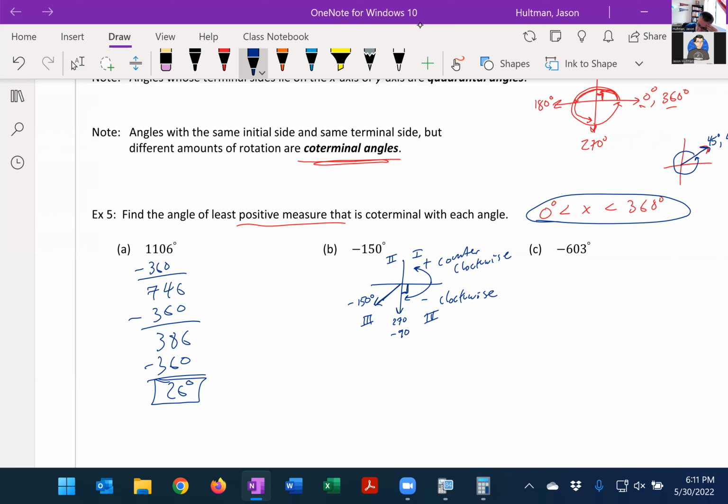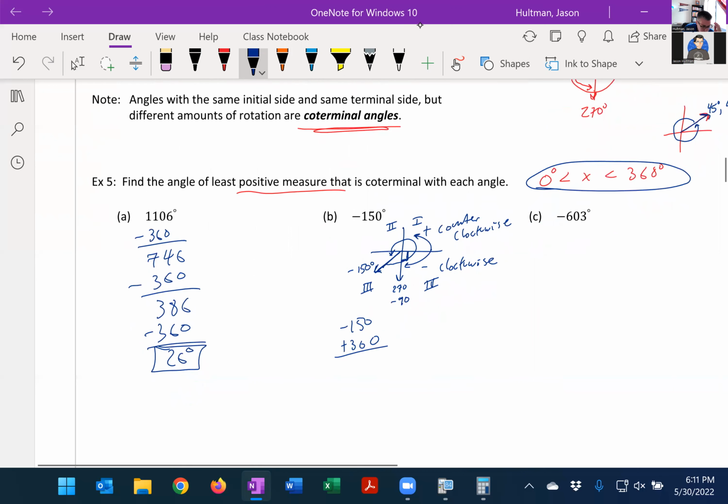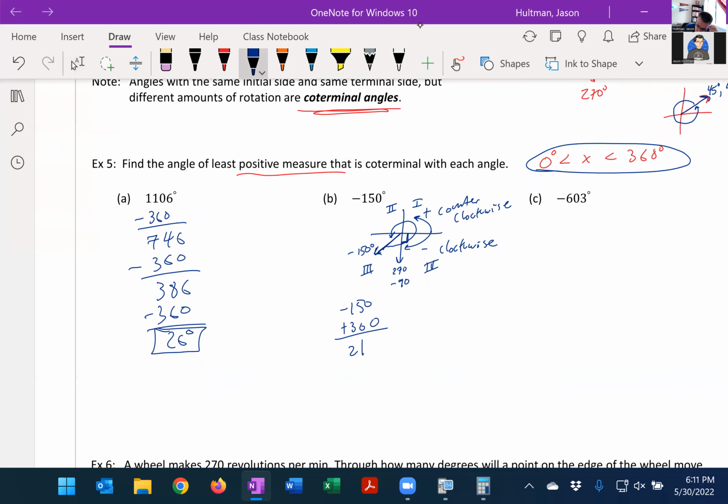So what is going to be coterminal to that? Well, all I have to do is add, this time, 360. If I add 360, I will go right back to where I started, but it'll be a positive angle. So if I take negative 150 and I add 360, I'm now at 210. And so 210 is the positive coterminal angle to negative 150. Okay, and that lies in my 0 to 360 as well. So I'm good there. What about negative 603?